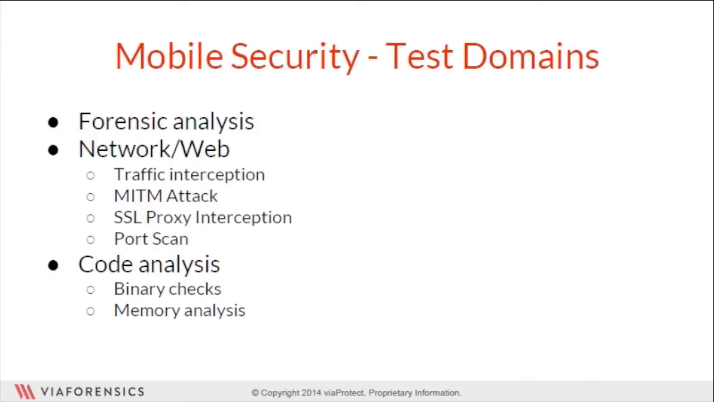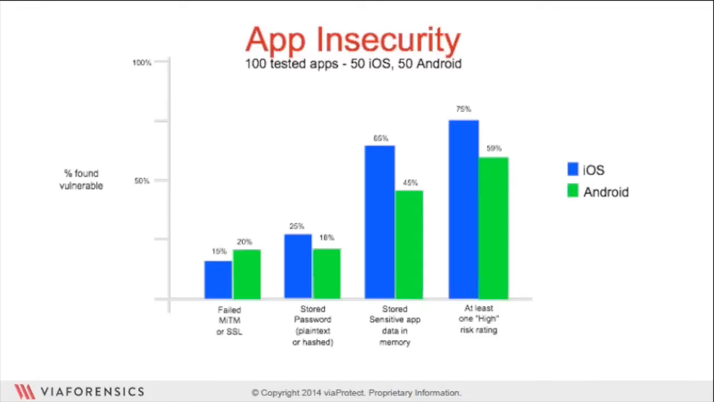of these locations. The second area is network and web testing, and the goal here is to intercept the communication between the app and the server and really ensure that that data is transmitted in a secure manner. We check for susceptibility to man-in-the-middle attacks and SSL proxy interception, both of which we're going to be covering later in this presentation. The final area is code analysis, and here we're checking for things such as if debug is enabled, if the app has implemented code obfuscation, or if the developers are doing any type of tamper detection to determine whether or not the app has been modified.